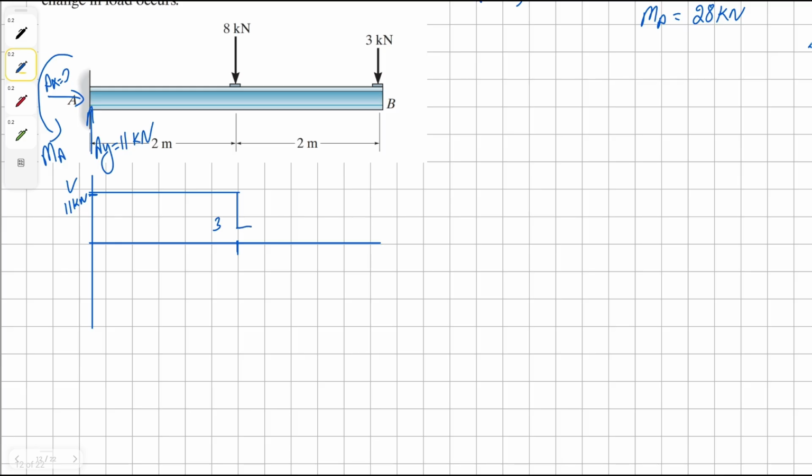And then we're going to continue at the level of 3 until 2 more meters. And then we're going to go down, and we're going to get to 0. Okay, so that's our shear diagram.